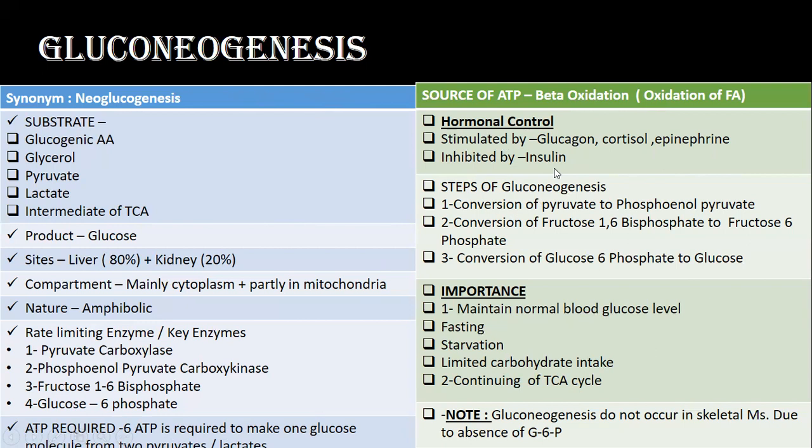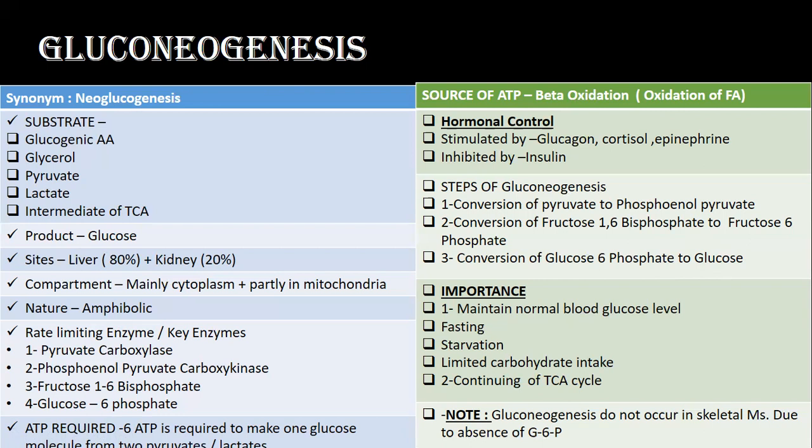Then moving forward, what are the steps of gluconeogenesis? First, conversion of pyruvate to phosphoenolpyruvate, then conversion of fructose 1,6-bisphosphate to fructose 6-phosphate, and then conversion of glucose 6-phosphate to glucose. If we go through this cycle, how it goes from the TCA cycle for making glucose, you can come to know about all these things.